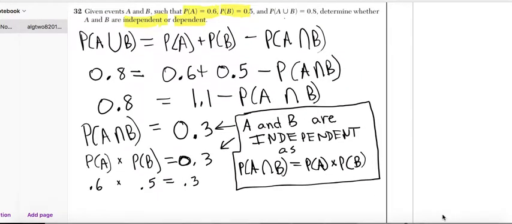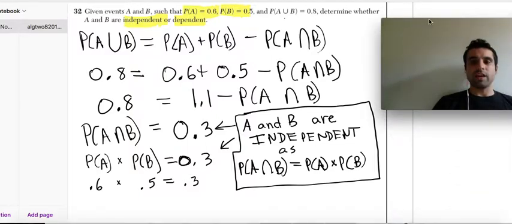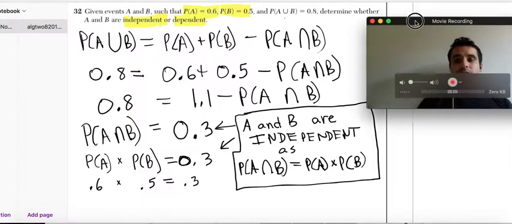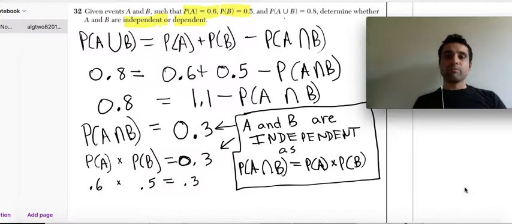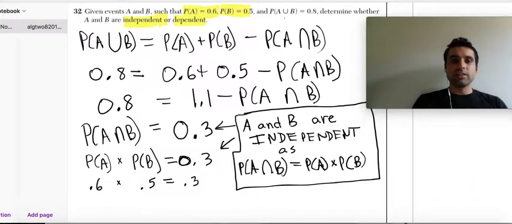So given the events A and B such that probability of A is 0.6, the probability of B is 0.5 or a half, and the probability of A or B, or A intersect B, is equal to 0.8, determine whether A and B are independent or dependent. And we found that they are in fact independent, and we justified our answer, which they should have written here, justify your answer, because if they didn't, technically you should be able to say independent and get full credit, but that was not the case. So they should have said justify your answer, which we did.